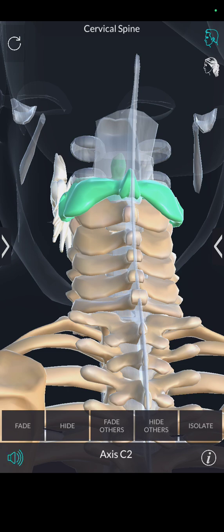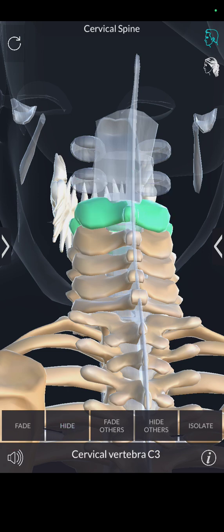In anatomy, the second cervical vertebra, C2, of the spine is named the axis or epistropheus. By the atlantoaxial joint, it forms the pivot upon which the first cervical vertebra, the atlas, which carries the head, rotates.